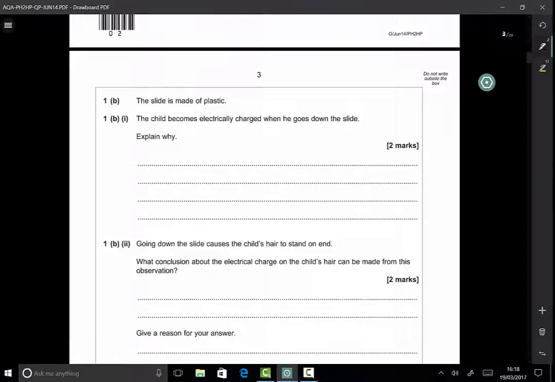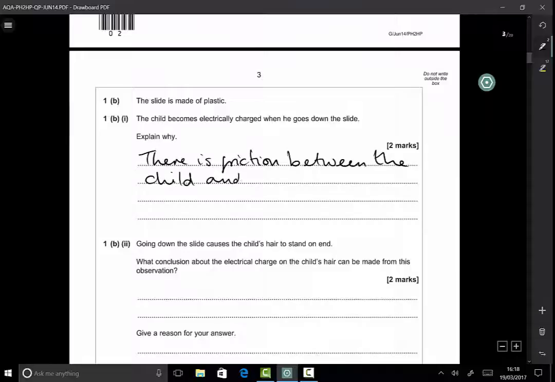The slide is made of plastic. The child becomes electrically charged when he goes down the slide. Explain why. Okay, so when things become electrically charged, it's because two surfaces have rubbed together and friction has caused transfer of electrons. So we need to say what two surfaces there's friction between. There is friction between the child and the slide.